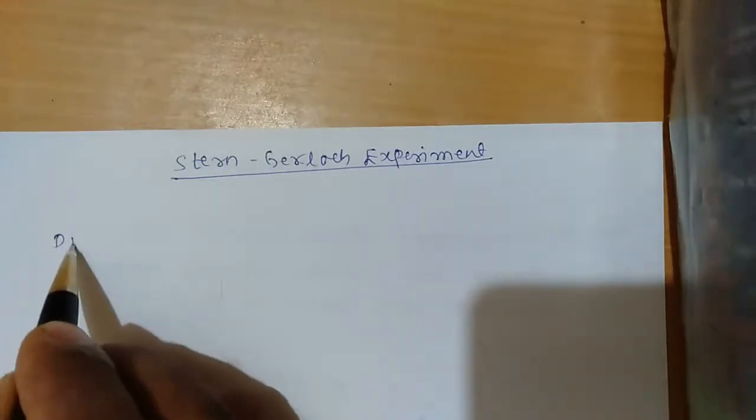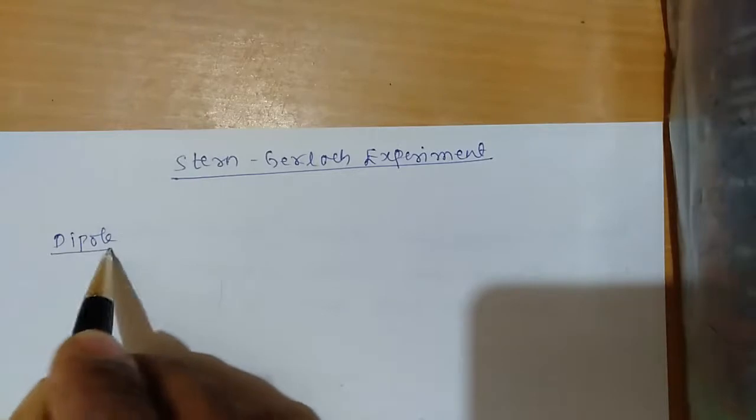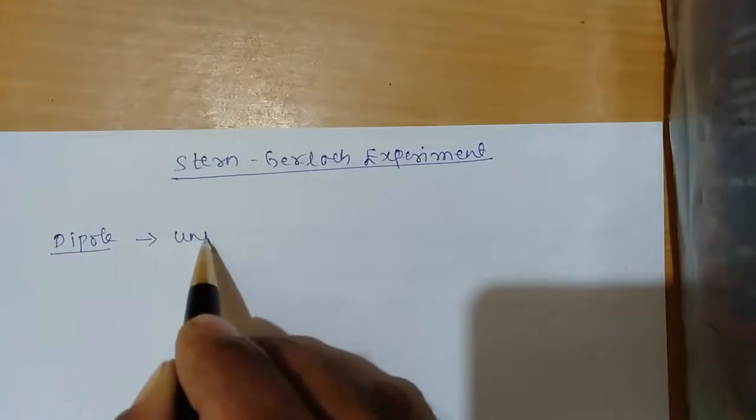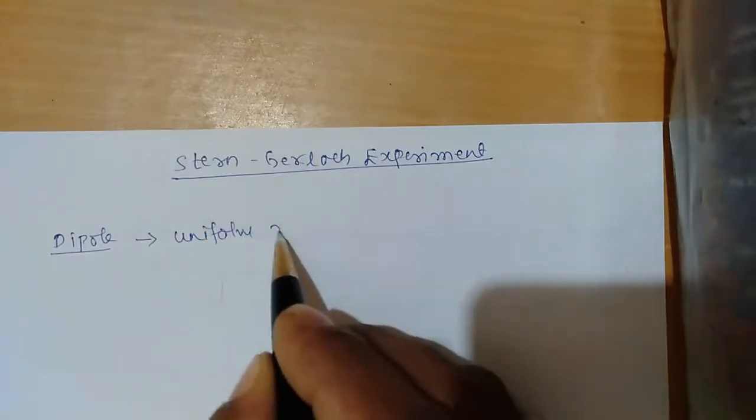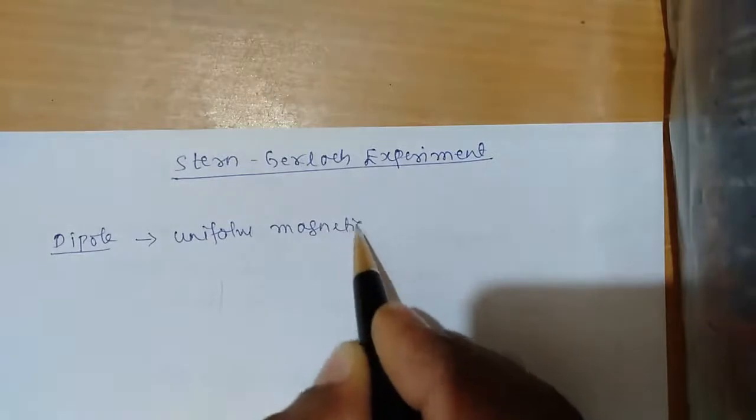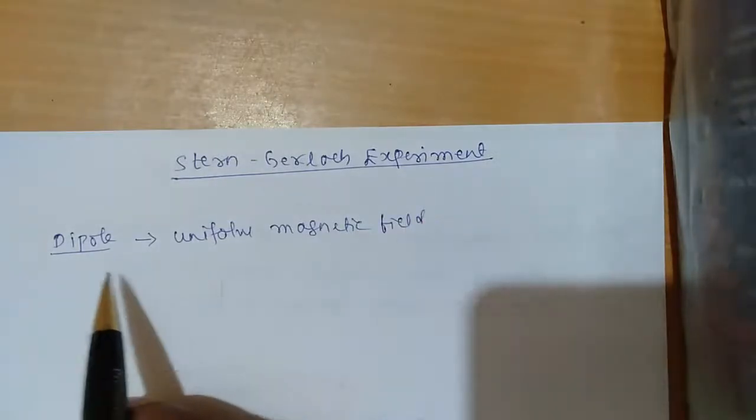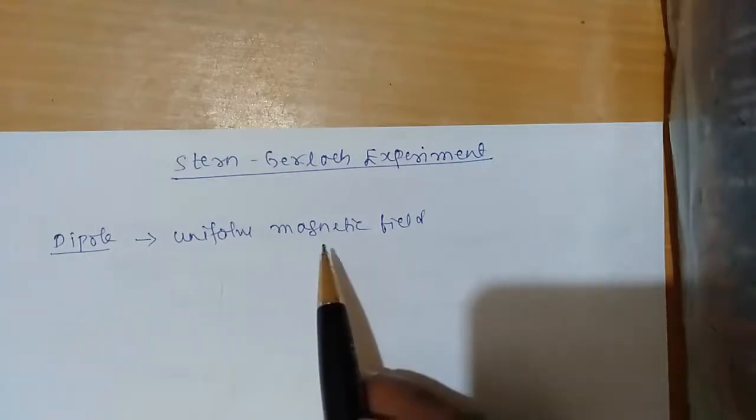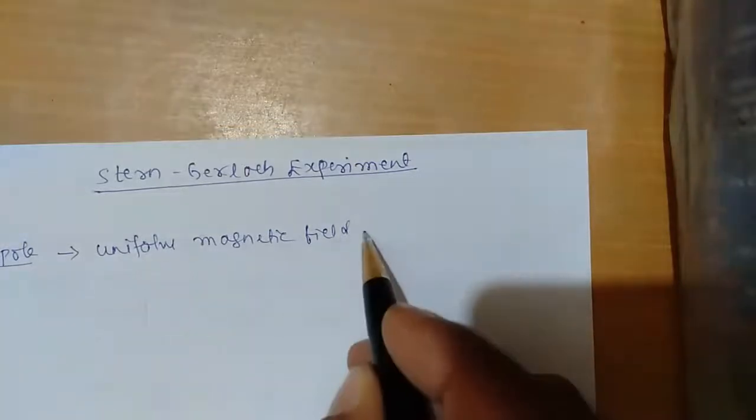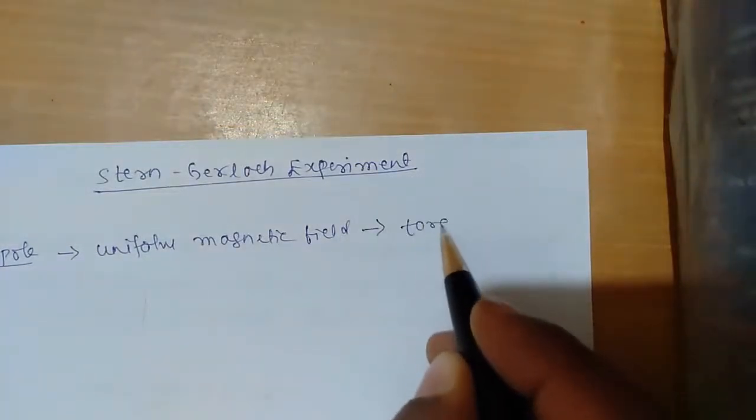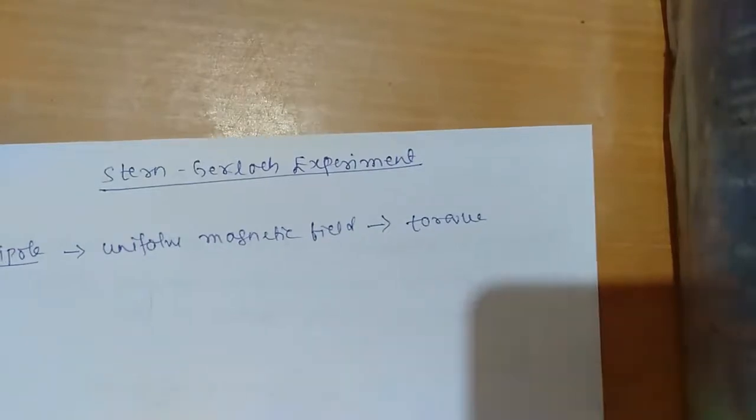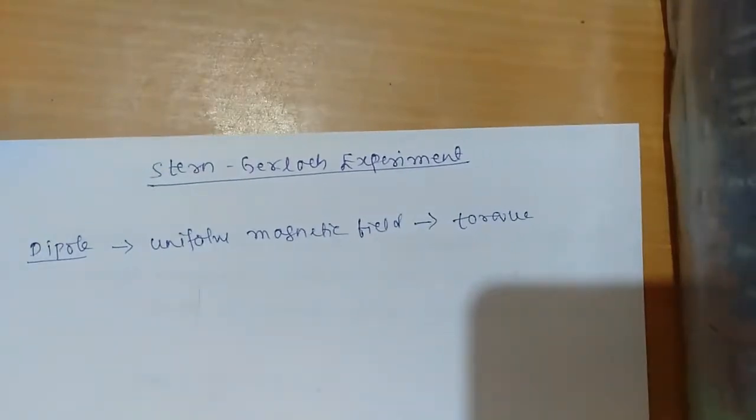Whenever we have a dipole, it may be an electric dipole or a magnetic dipole, when it is placed in a uniform magnetic field or electric field, if you are placing a magnetic dipole in a magnetic field, or an electric dipole in an electric field, this dipole will experience only torque. This torque will tend to align the dipole along the direction of the applied field, be it magnetic field or electric field.